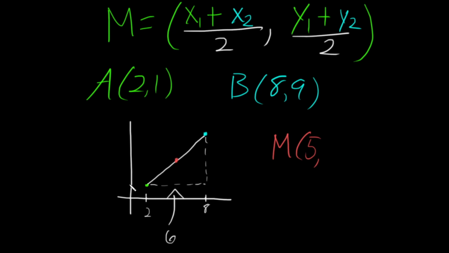Here, we were at a height of just 1, and we went all the way up to this point, which was at 9. So the distance from 1 to 9 is 8, and therefore to go halfway up means to go up just 4. So we'll add 4 to the y value here. 1 plus 4 gives us 5. So our midpoint happens to be at 5, 5.